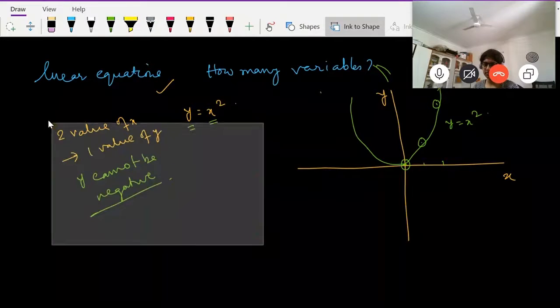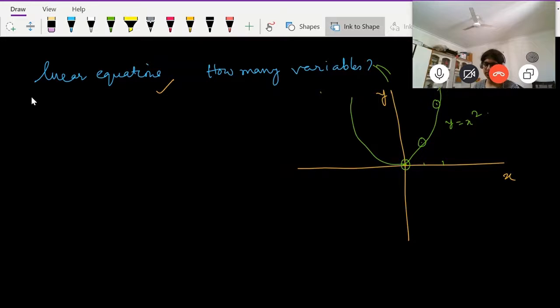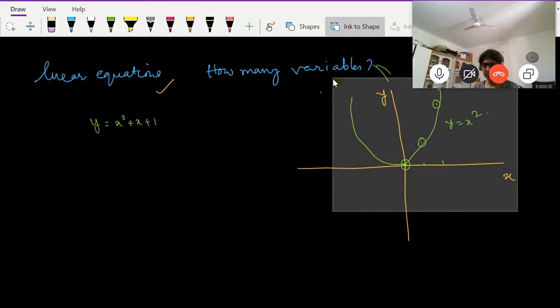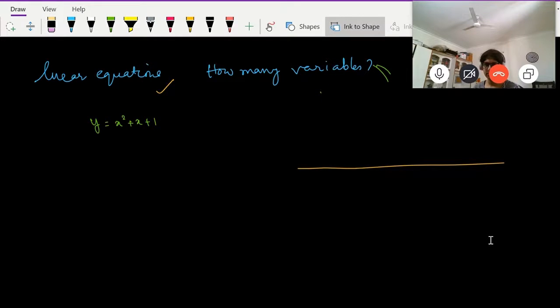Now if I talk about y equal to x square plus x plus 1, then how will the curve look like? For this, x square plus x plus 1, to find out values of x, we'll have to do middle term splitting, right? Yeah, you can do that, but I'm not asking for the solution. I'm just asking for the graph.